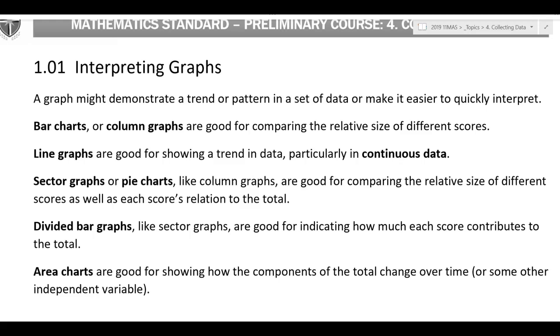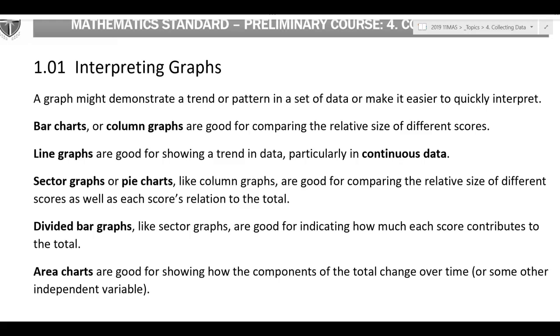Now, line graphs. Good for showing a trend, particularly in continuous data, and we'll talk about types of data later on. Line graphs are good when we might want to interpolate to estimate a value in between things. Things that change steadily, constantly, like the temperature in a classroom or something like that. It doesn't jump straight from 25 to 26 degrees. It will move gradually from one to the next. So line graphs are good for that. Harder to read values off, but good for seeing a trend.